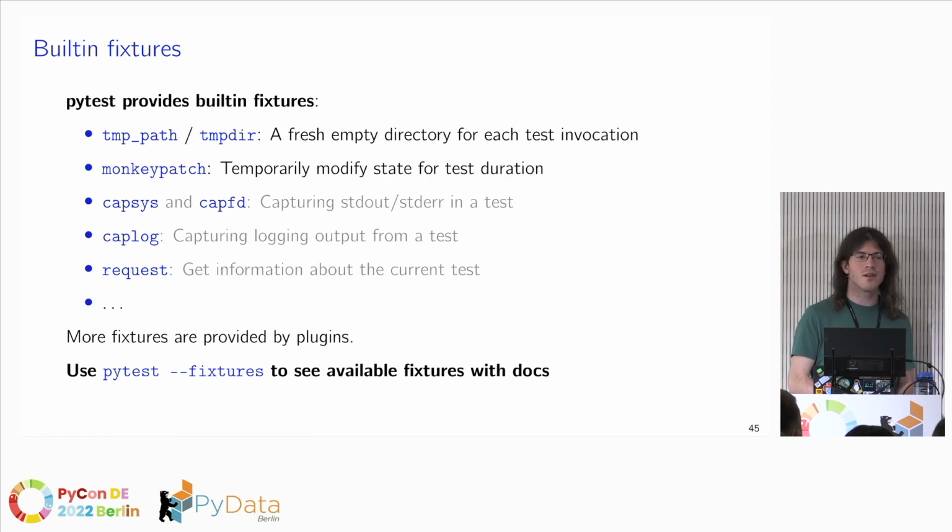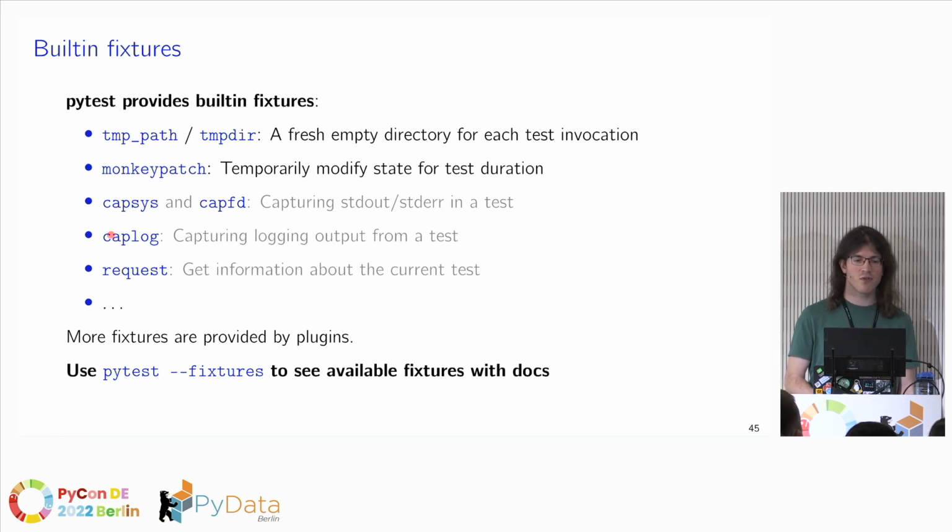Now PyTest also has lots of built-in functionality, which it exposes via fixtures. We will only look at two or three of them here. There are some more, but those are probably the most interesting ones. There is tmp_path or tmpdir, I'll explain the difference in a second, which gives us a fresh empty directory for a test to store temporary files and such. There is monkeypatch, which lets us modify state for test duration, so patch things, set environment variables temporarily, that kind of thing.